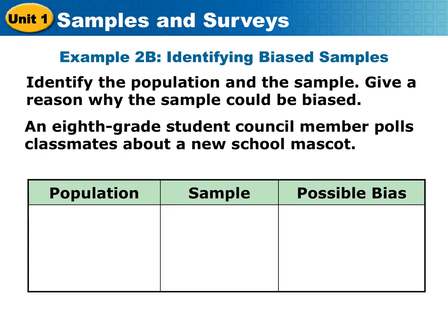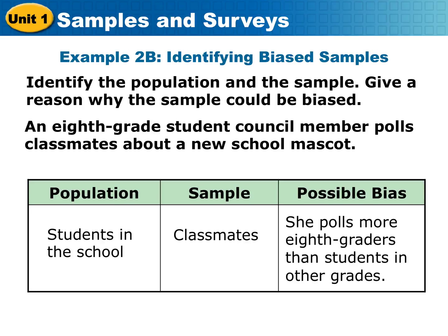Identify the population and the sample. Give a reason why the sample could be biased. An 8th grade student council member polls classmates about a new school mascot. All right, so we have an 8th grader polling classmates about a new school mascot. The population is students in the school.